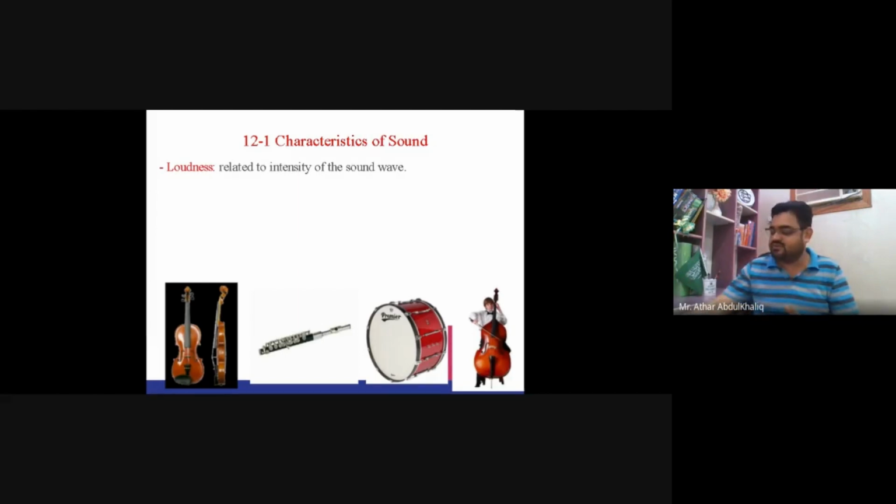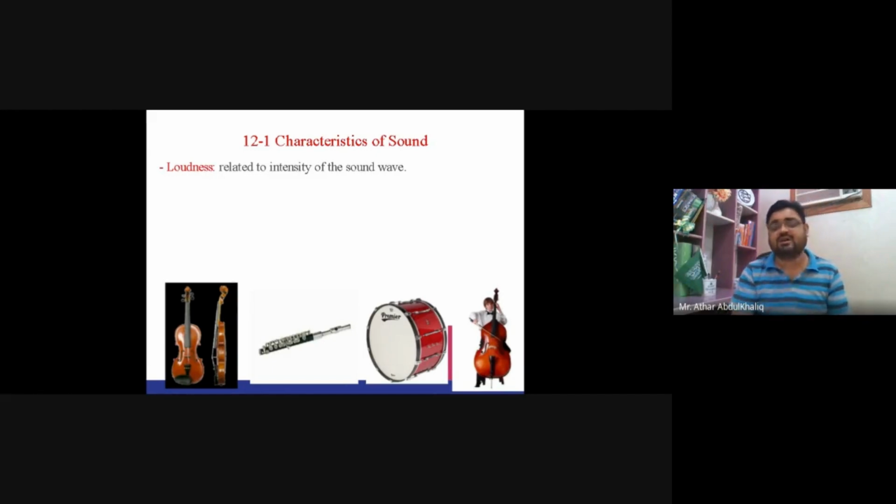For example, if this is an area, and through this area 10 waves of sound are passing, it's less intense as compared to 10,000 waves passing. So the more waves passing through the area, the more intensity, more crowding. So if the intensity is more, the sound will be louder. So the characteristic that I am talking about, sorry, it is the loudness of the sound. It depends upon the intensity of the sound, that is, how much crowding of the waves there is at a particular point. If more intensity, more loudness.